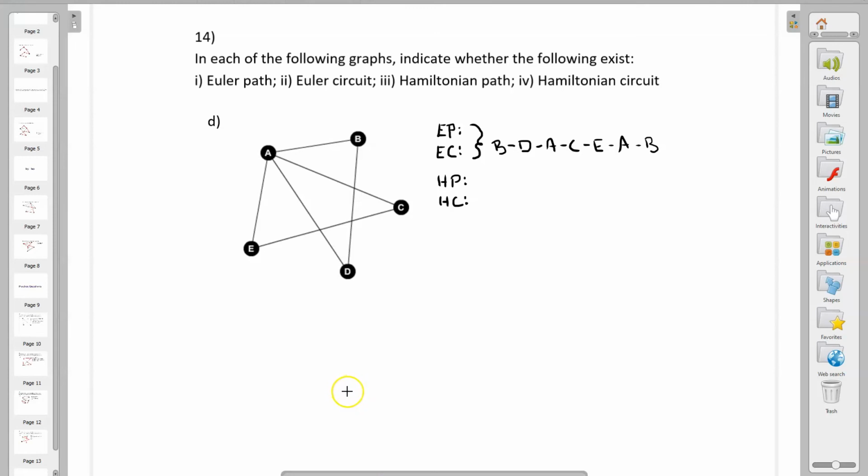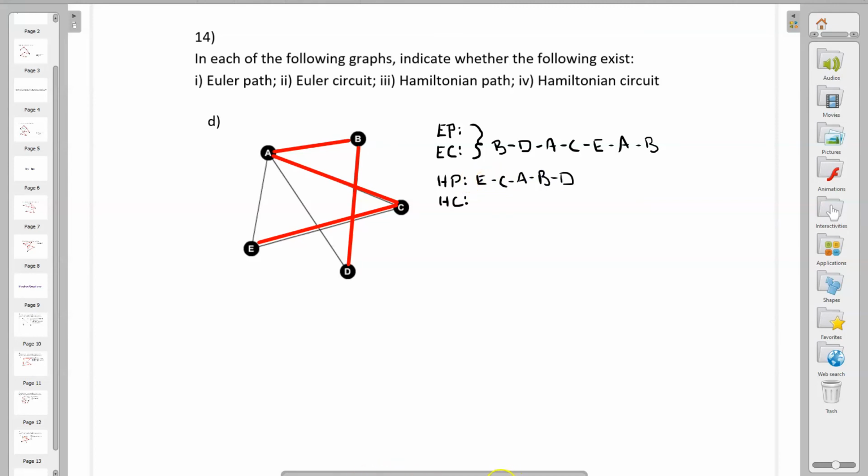Remember, there's no good method for determining whether a Hamiltonian path exists or not. It's strictly trial and error. Well, that's not working because I'm already hitting the same vertex twice, so I'm going to have to start over again. Remember, I have to go through every vertex once and only once. And it looks like on the second time, I got lucky because I've hit every single vertex and I haven't had to repeat any of them. So my solution for Hamiltonian path is E, C, A, B, D.